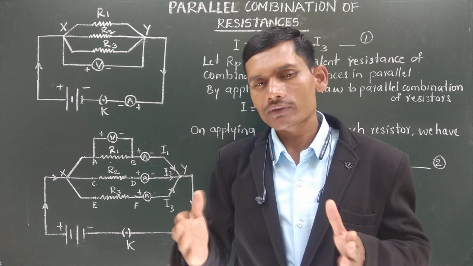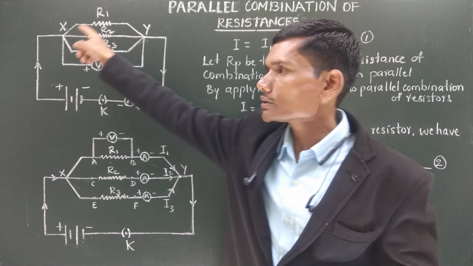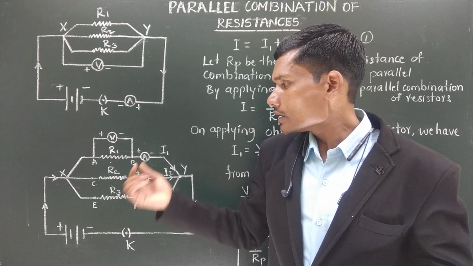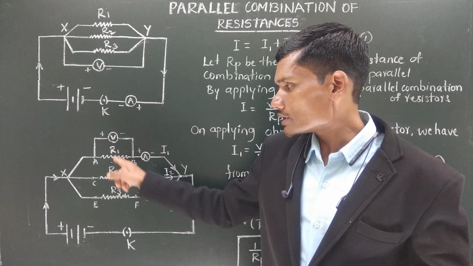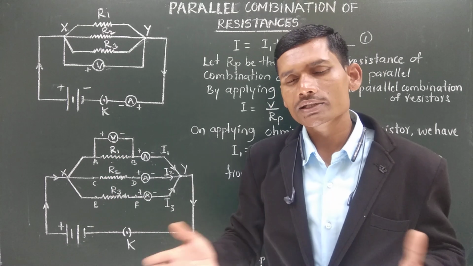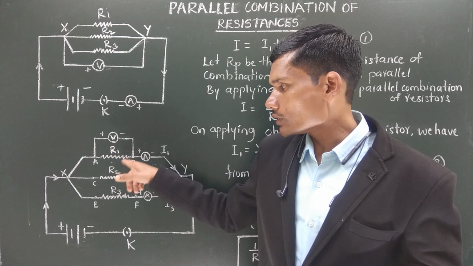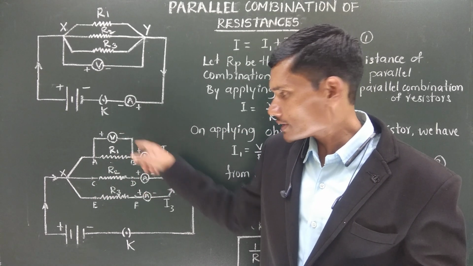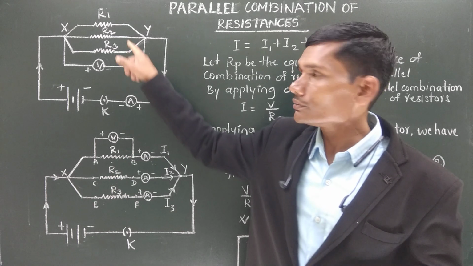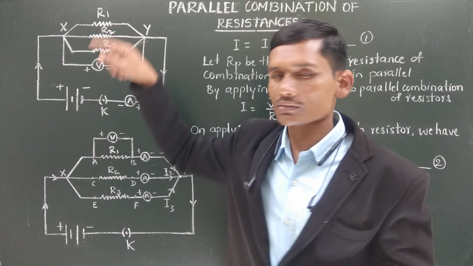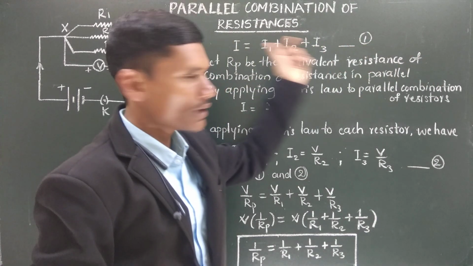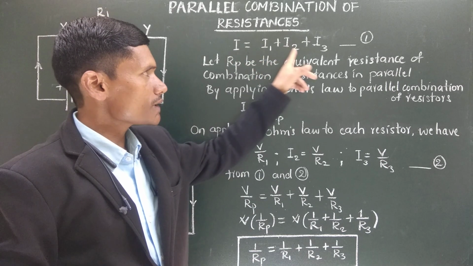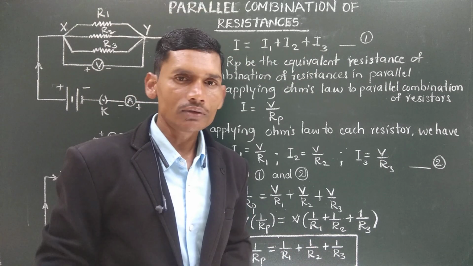When we derive that relation, what do we get? The total current through the combination of these resistances in parallel will be equal to the sum of the current through each branch. Means what? Through R1, through R2, through R3, how much current will be flowing? When we sum these currents, that sum will be equal to the current through this combination. So we write this as an equation: I is equal to I1 plus I2 plus I3. Let us call this equation 1.